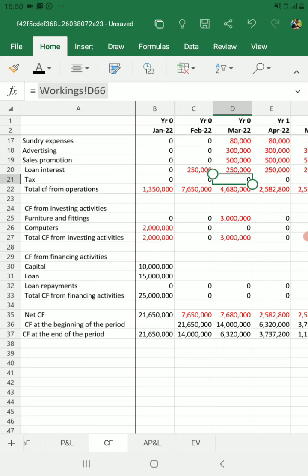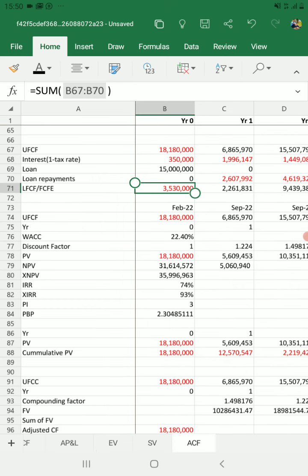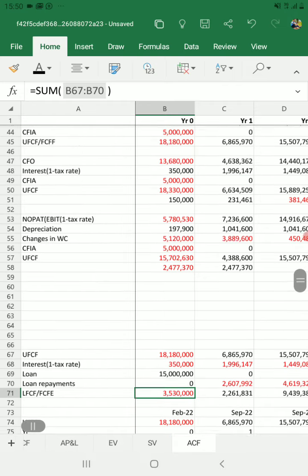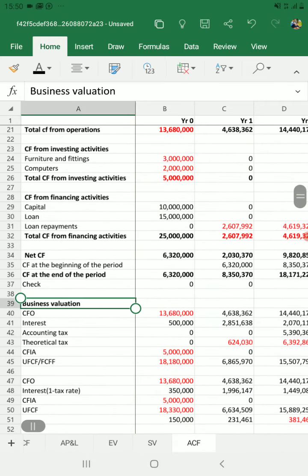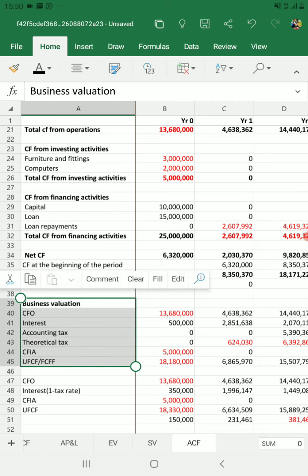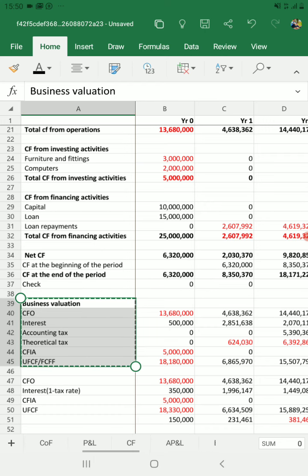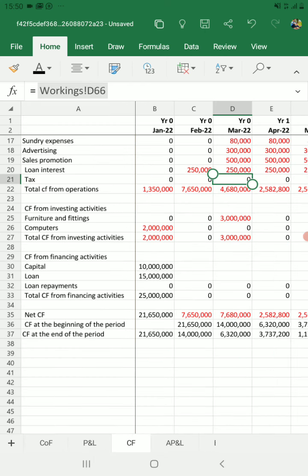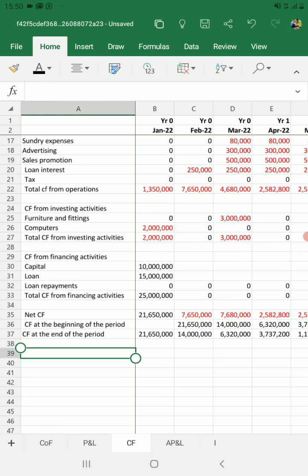So just let me copy the same structure we had in the annual cash flow here to establish business valuation. I select this area up to unlevered free cash flow, and then I copy this and come to my monthly sheet and paste it here.